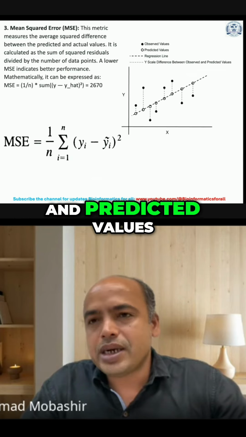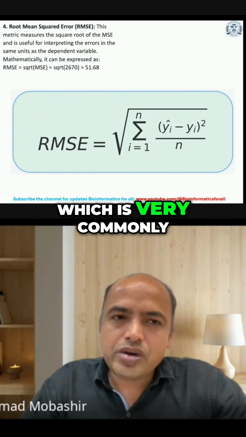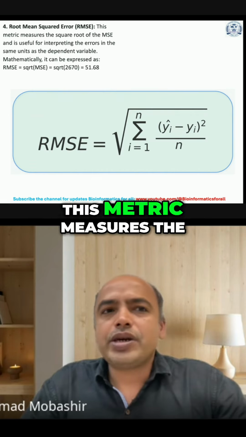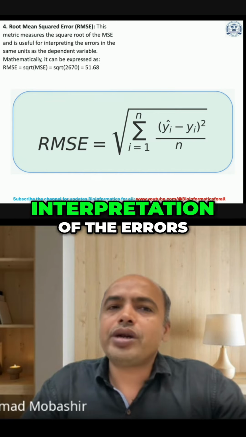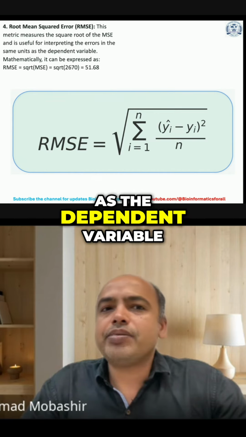observed and predicted values. Then it comes to RMSE, which is very commonly used and it is easy to understand. This metric measures the square root of MSE and is useful for interpretation of the errors in the same units as the dependent variable.